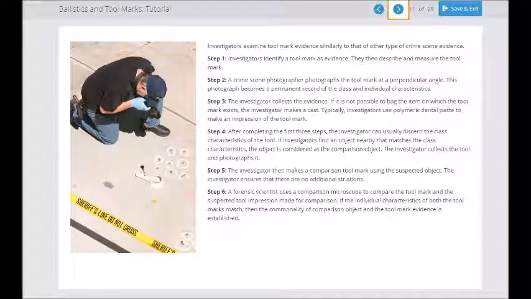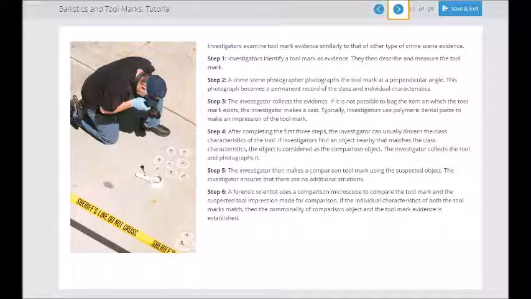They collect the evidence. If it's not possible to actually pick up, like if it were a piece of 2x4 or something, if it's not possible to pick that up and put it into a bag, then they can make a cast. So they pour some molding material like plaster of Paris over it, and they get a cast of the actual mold. Let that dry, and then they can take that with them.